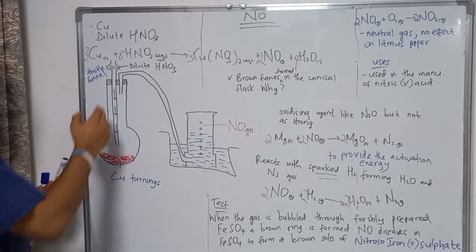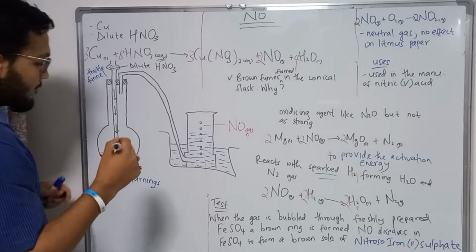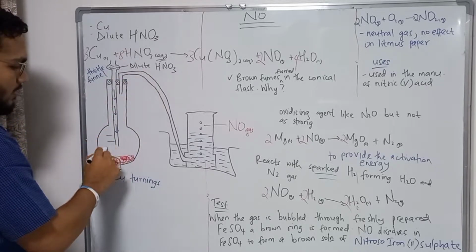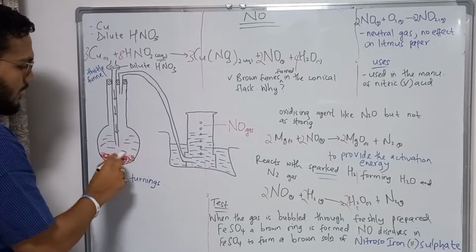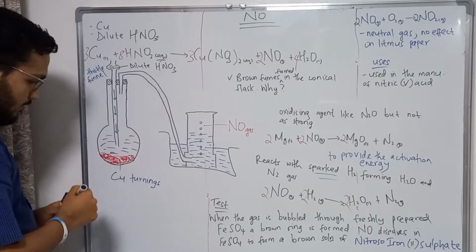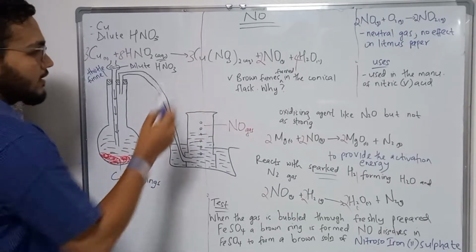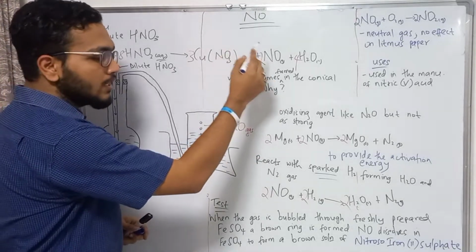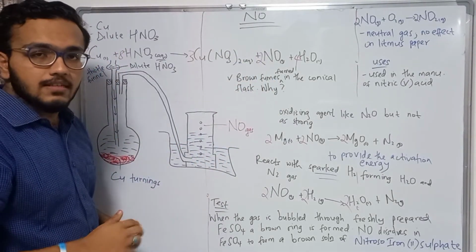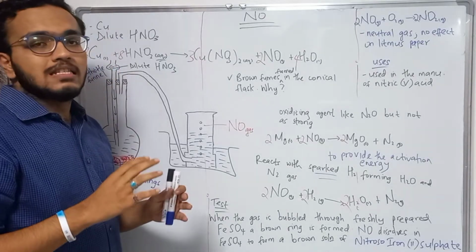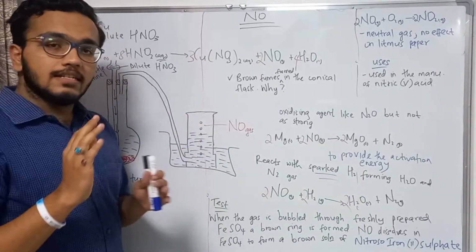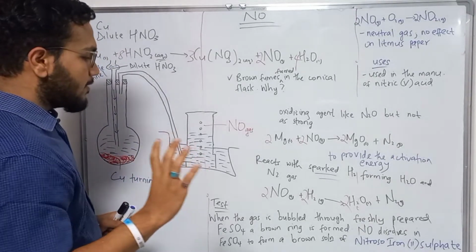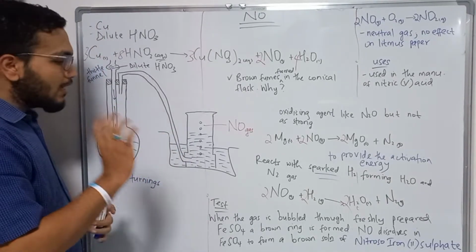Setup being, this is a thistle funnel, it has no tap. Copper turnings here, the dilute nitric 5 acid just flows into it. This is all nitric 5 acid, reacts with the copper turnings to form copper nitrate. The gas produced, which is collected over water method, is nitrogen 2 oxide. Over water means either it is insoluble in water or slightly soluble in water, but here we will say it is insoluble in water.